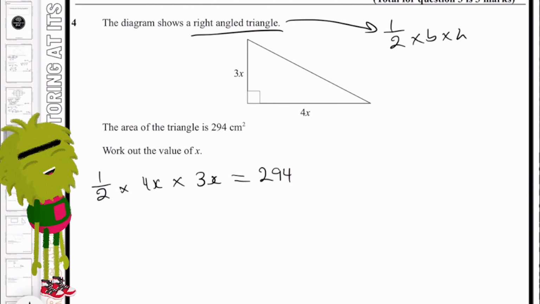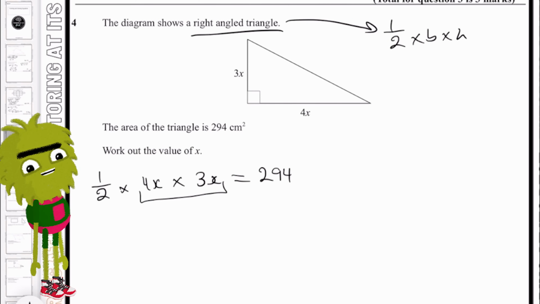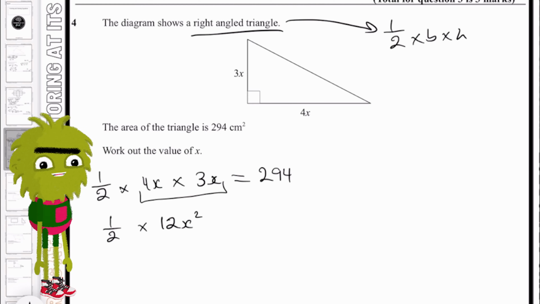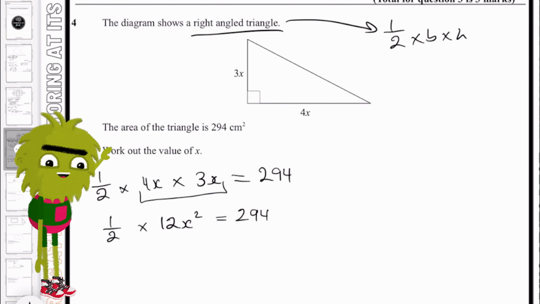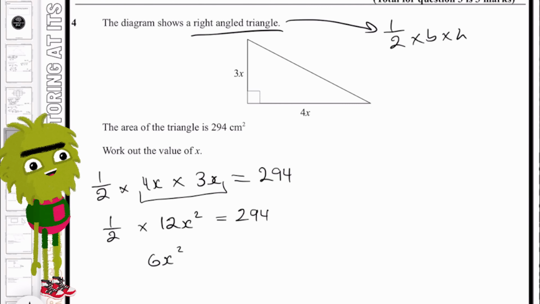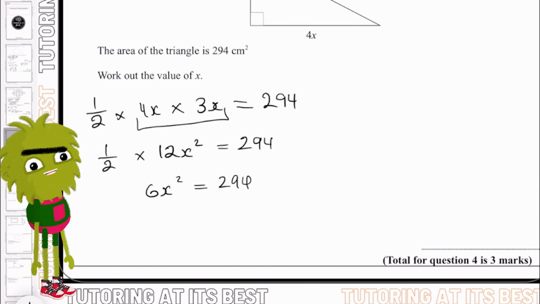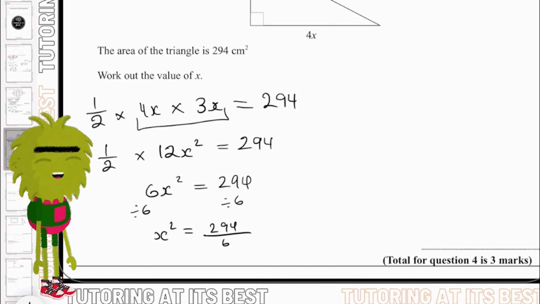So can we simplify this? We definitely can. 4x times 3x gives us 12x squared. We times this by a half and write down 294. We know a half of 12x squared is 6x squared. And then we need to go ahead and make x the subject. So let's divide both sides by 6. So now we have x squared equals 294 divided by 6.